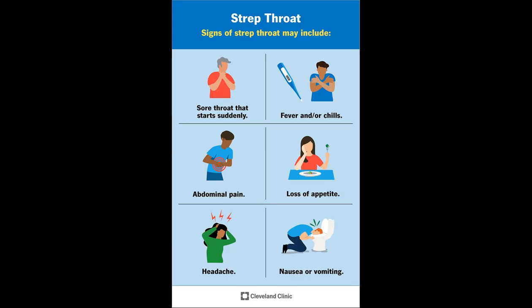While strep throat may also be accompanied by swollen lymph nodes and tonsils, white patches on the tonsils, and red spots on the roof of the mouth, a cold is more likely to cause coughing and a general feeling of tiredness without the intense throat pain characteristic of strep.